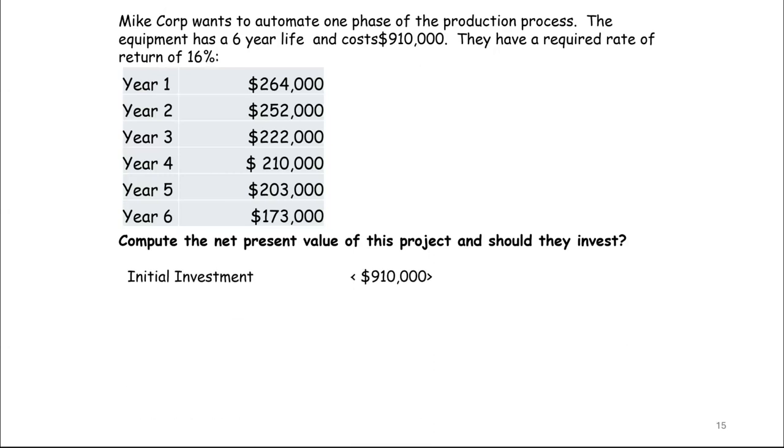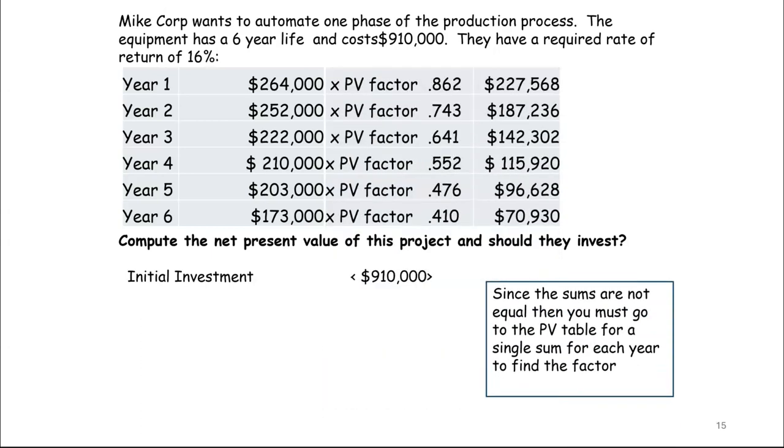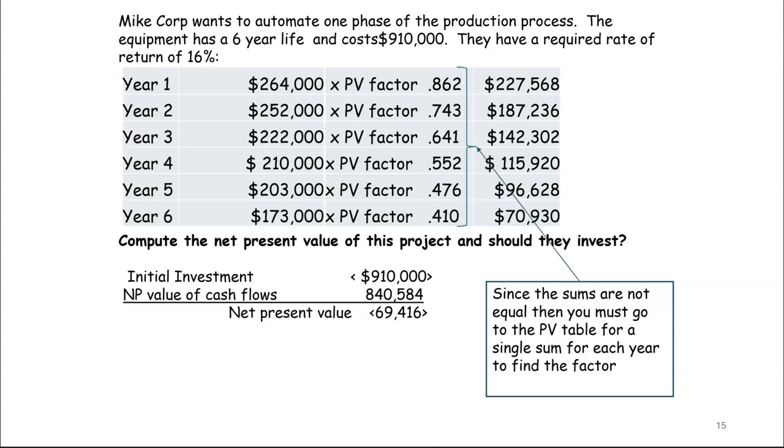So initial investment is $910,000, and then we're going to have to go to the present value table for each one of these. Then we're going to add all of those up, and we're going to get $840,584, which means our net present value is less, which means that we're not going to get a 16% return, and if that's what's required, we would not do this.